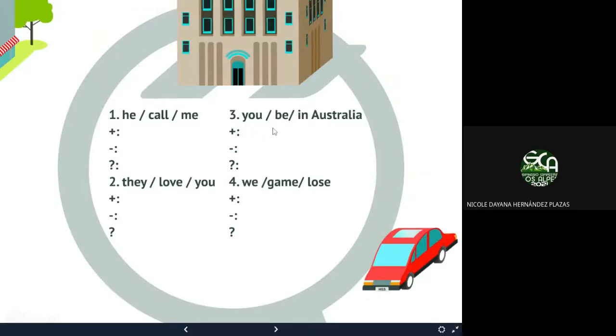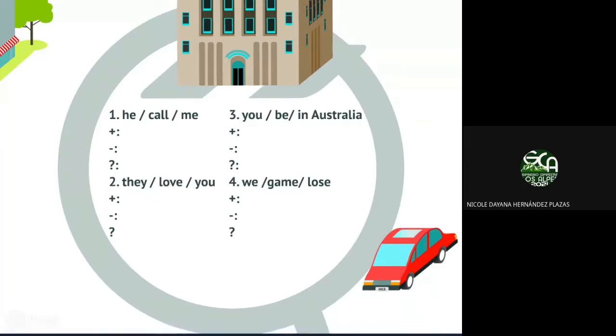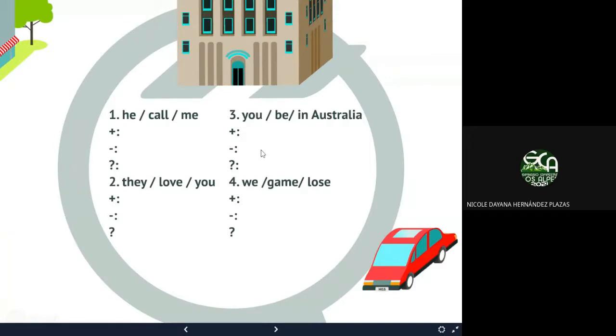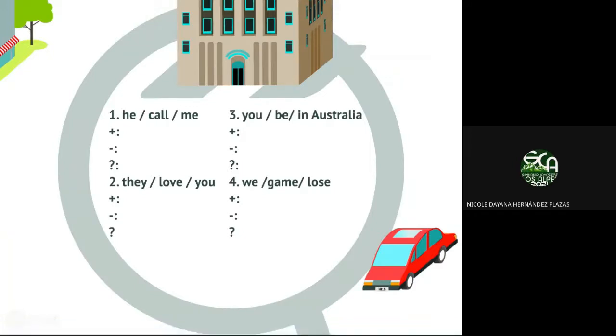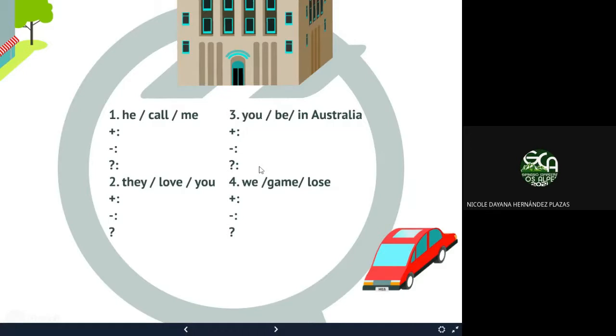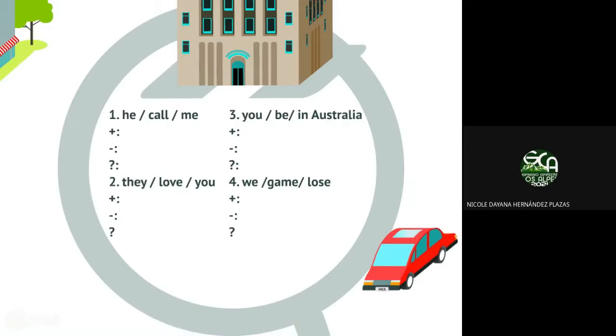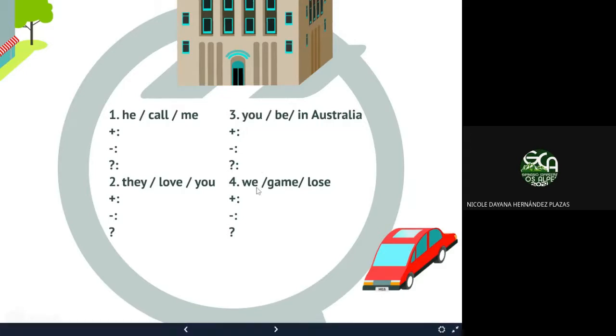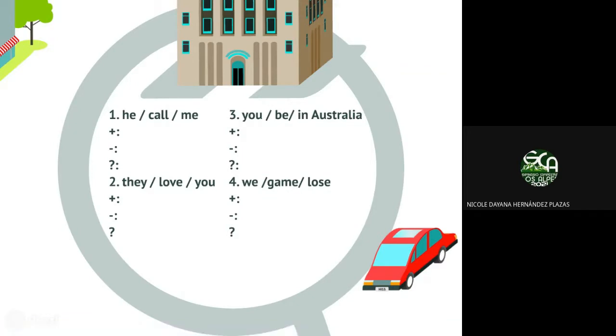Number 3, you be in Australia. You will be in Australia. Very good. In negative, you won't be in Australia. In interrogative, will you be in Australia? Perfect. And the last one, we lose the game. We will lose the game. In negative, we won't lose the game.